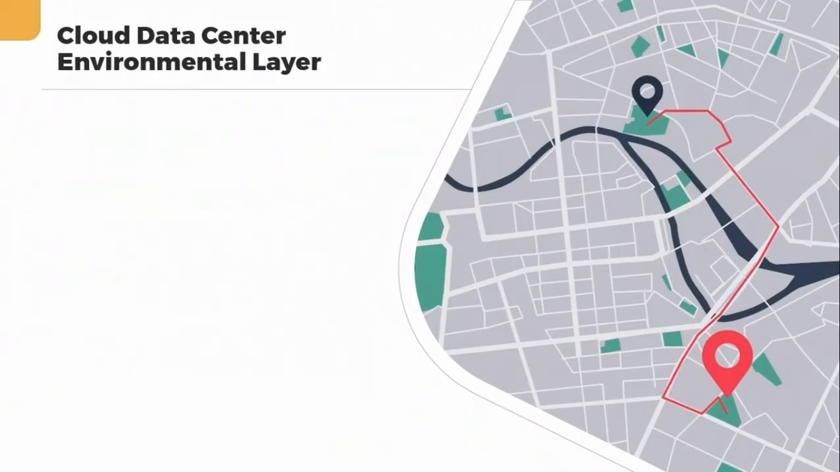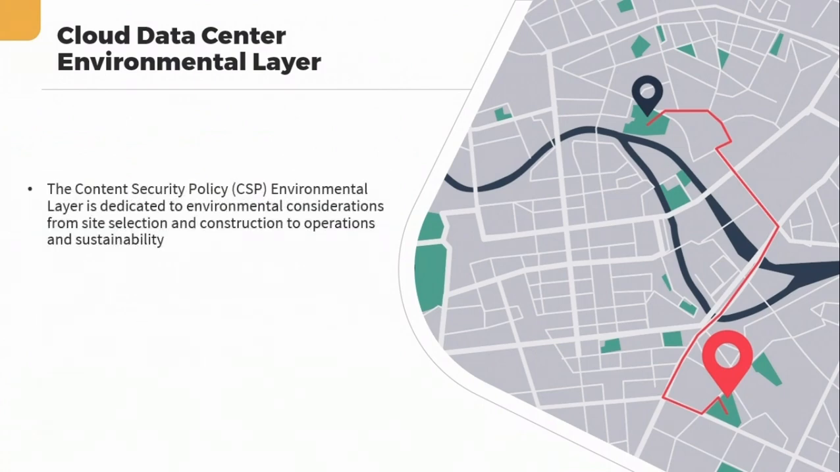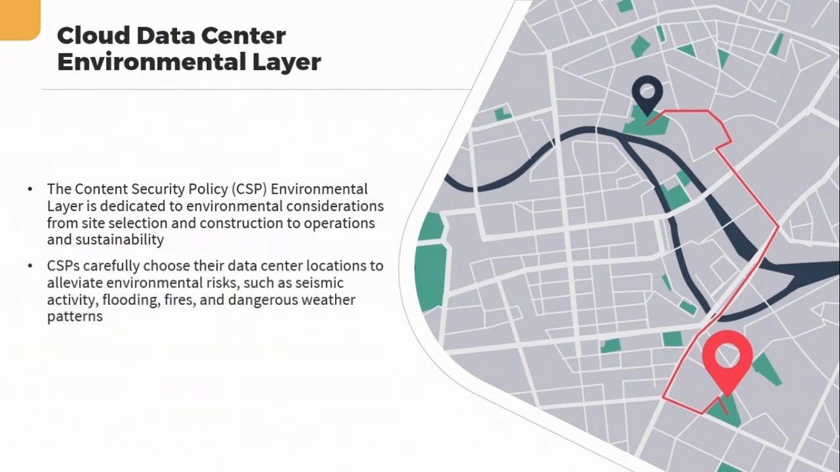We're going to cover several topics, starting with the Cloud Data Center Environmental Layer. The Cloud Service Provider (CSP) environmental layer is dedicated to environmental considerations, from choosing the site and construction, build or buy, to operations and sustainability. CSPs carefully choose their data center locations based on environmental risks, such as reducing the risk of seismic activity, flooding, fires, and dangerous weather patterns.